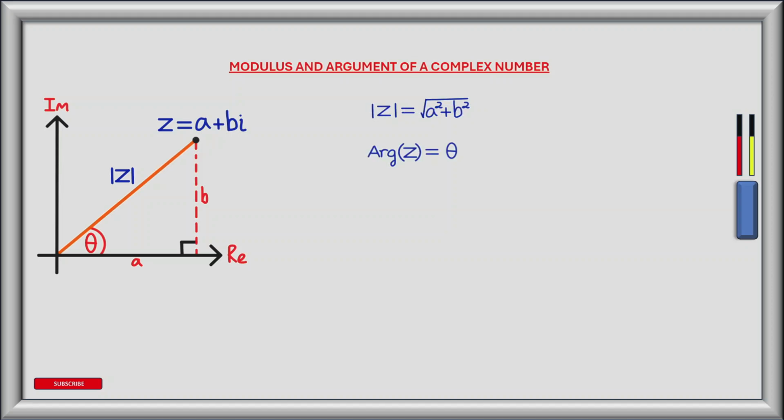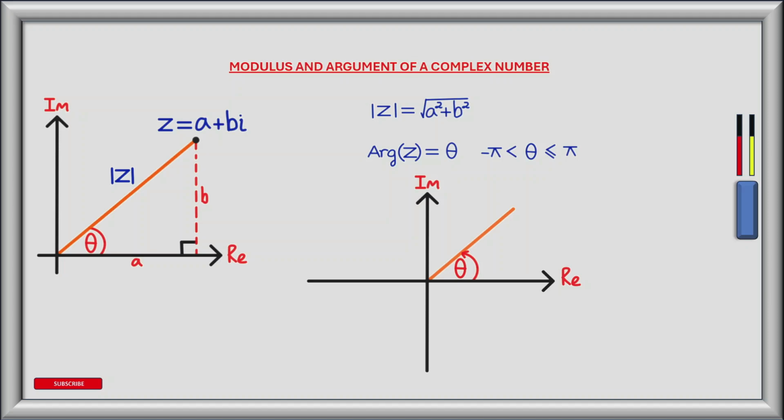The argument of a complex number z equals a plus bi, denoted as arg z, is the angle theta that the complex number makes with the positive real axis on the Argand diagram. This angle is typically measured in radians and is conventionally restricted to the range where theta is between negative pi and positive pi. Note that theta is strictly greater than negative pi.